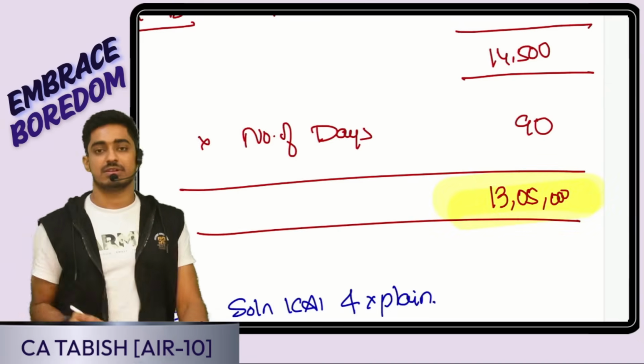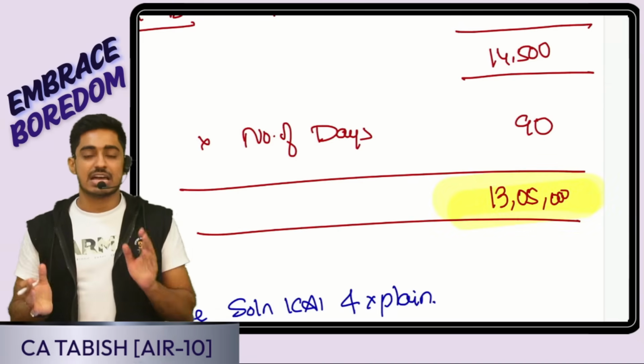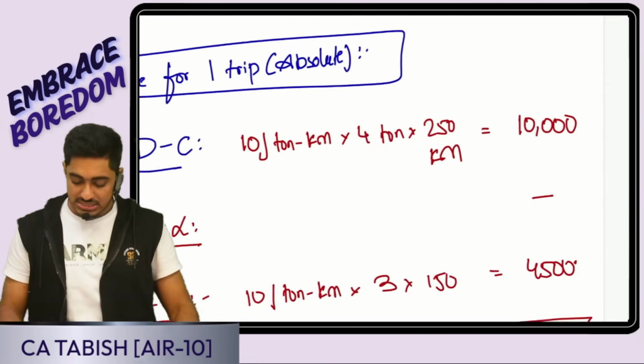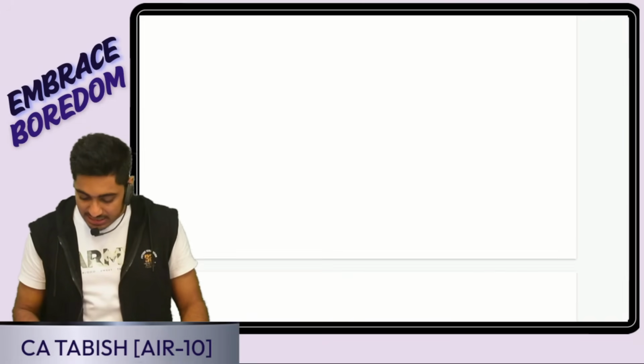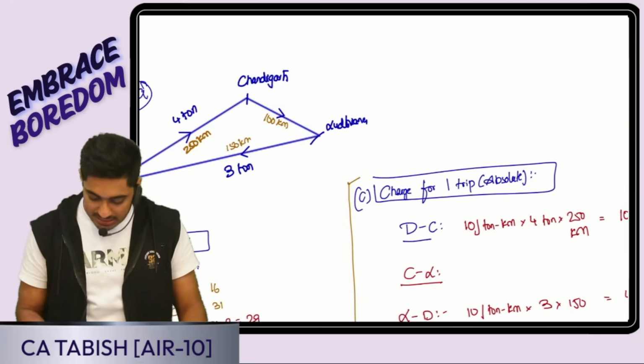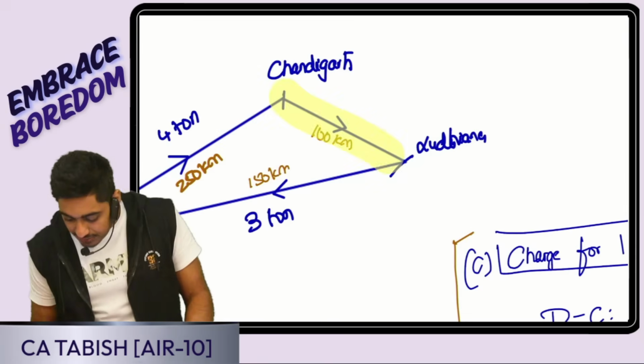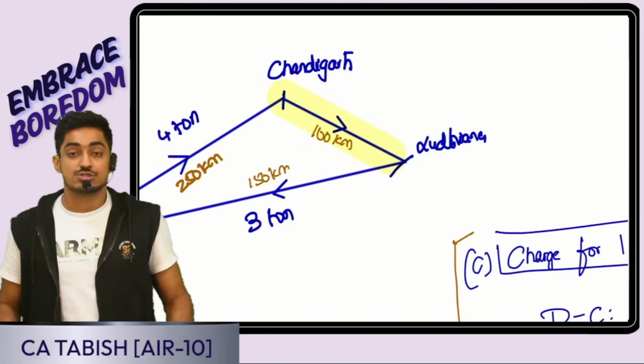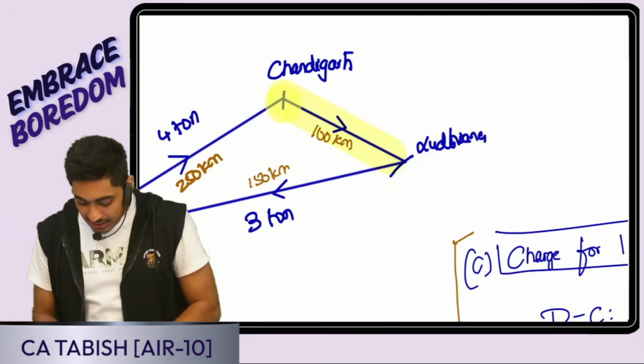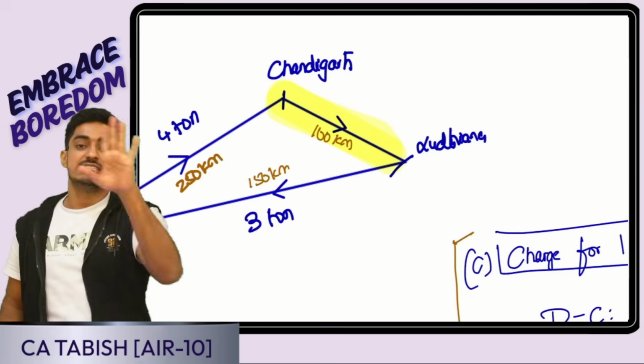Is this clear, everyone? Now this is one money I am collecting. Apart from this, one more money I am collecting. What is it? It is the diesel charge for this leg. Yes or no, everyone? Perfect. So 90 days we are traveling this leg, and we are not charging anything. For that diesel cost I should recover.